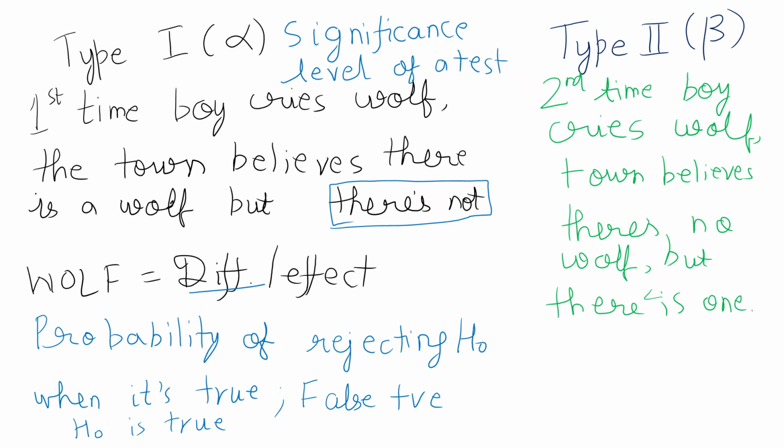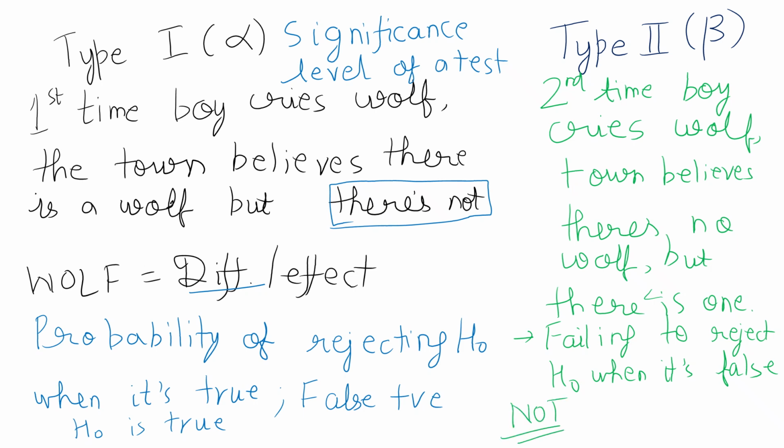Okay. Then coming on to beta or type 2 error. This is basically defined by a simple thing: failing to reject null hypothesis when it's false, stating that there is not an effect or difference. It basically states there is not.